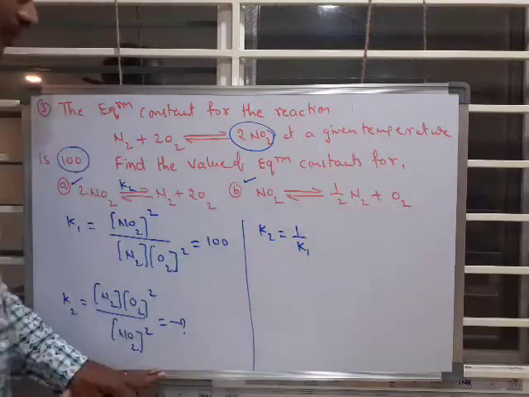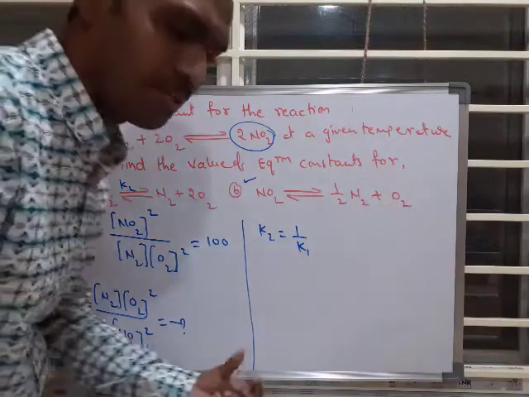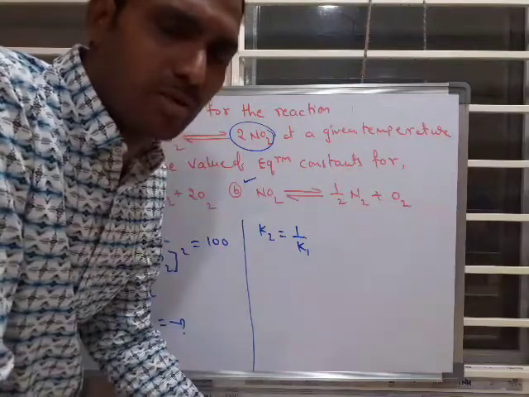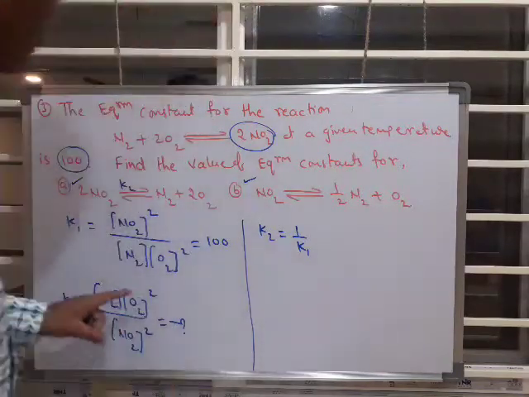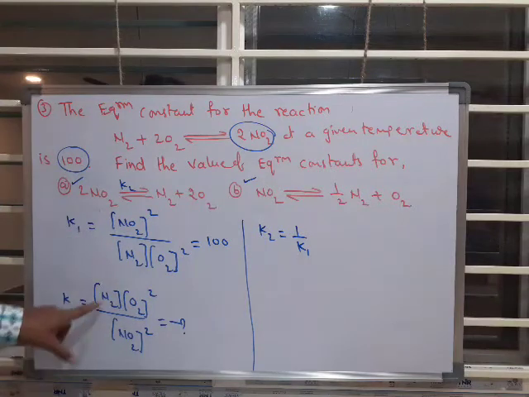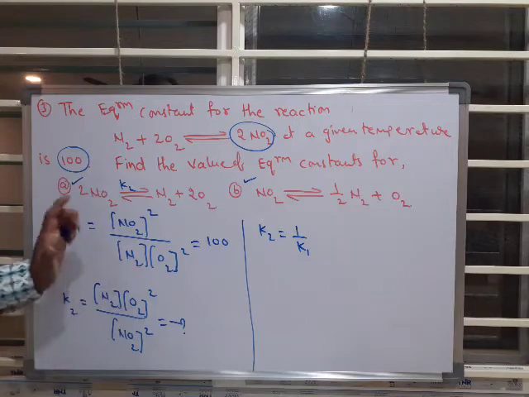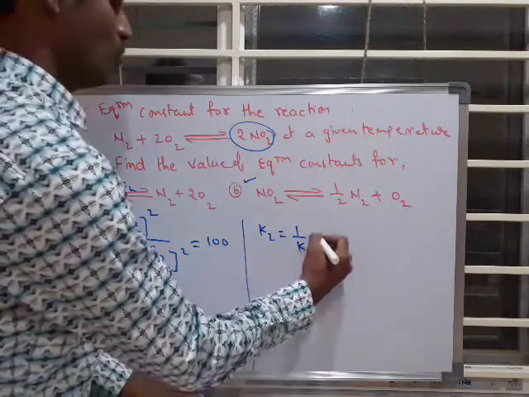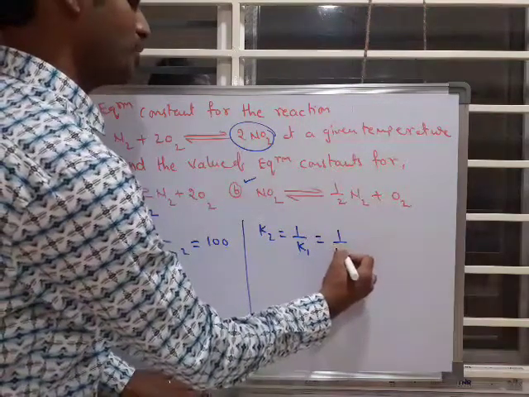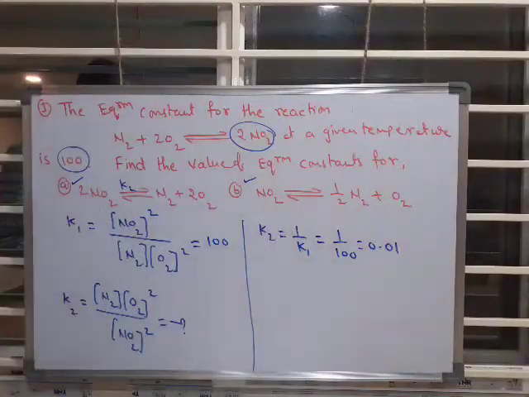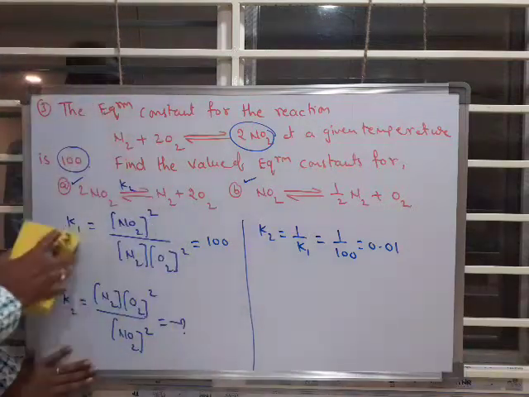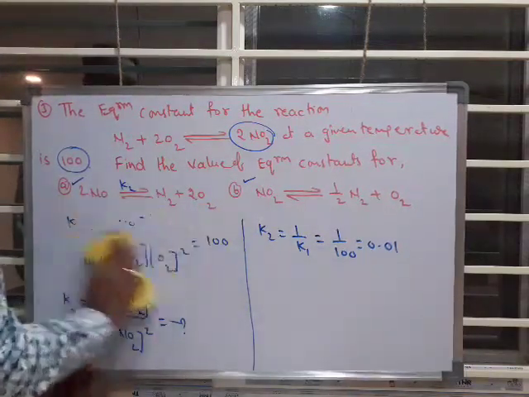So by observing we can write K2 equals K1 reversed. We don't need a separate K1 by K2 calculation, by seeing we are able to write it directly. Here it is exactly reverse, so to get K2 it is enough to reverse K1. Okay, K2 equals 1 by K1. So the value is nothing but like that. So it is equal to 0.01. So very simple. Let's see the second calculation.